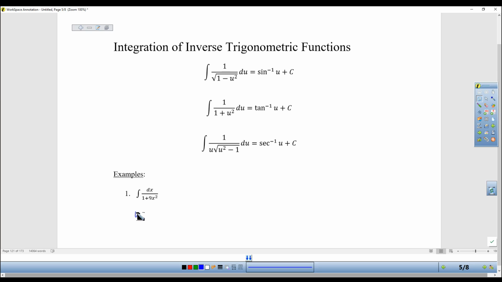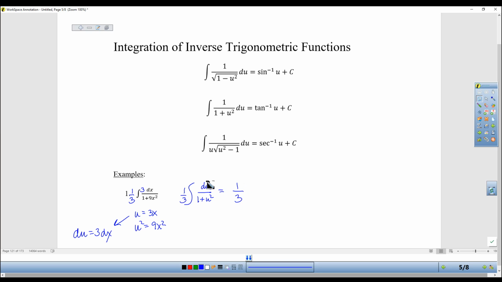And sure enough, if I let u be equal to 3x, then u squared would be 9x squared. And I could rewrite this as 1 plus u squared. Now I still have a dx. So du is equal to 3 dx. I don't have a 3 dx. I think you guys are getting used to this by now. So the 3 and the 1/3. So I have the 1/3 on the outside, and the 3 dx is my du.